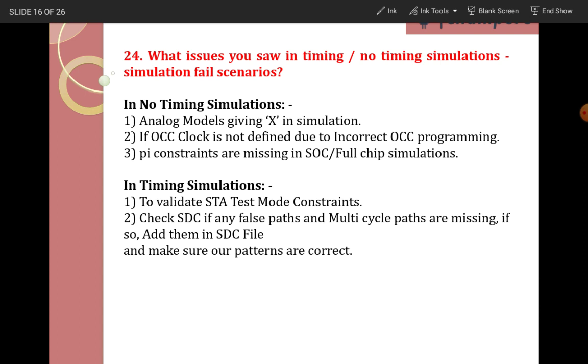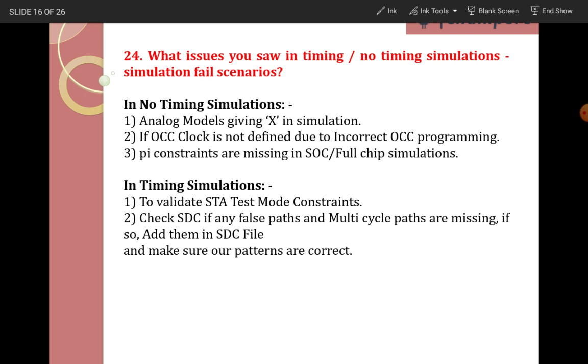Simulation fail scenarios. What are the issues you saw in timing or no timing simulation? In no timing simulation, analog mode gives X in simulation if the OCC clock is not defined due to incorrect OCC programming, or if PI (primary input) constraints are missing in the full chip simulation or SDC file.